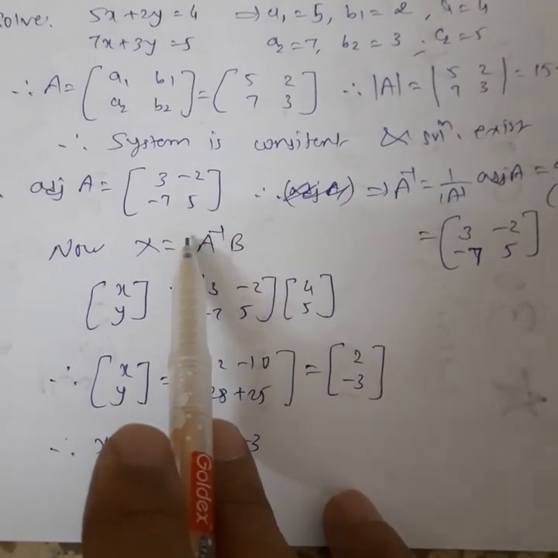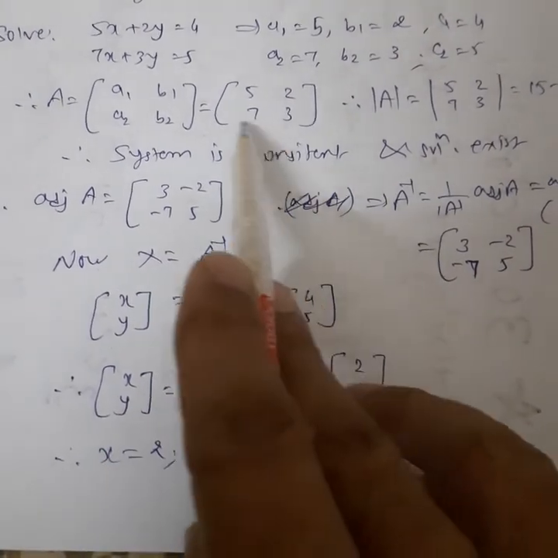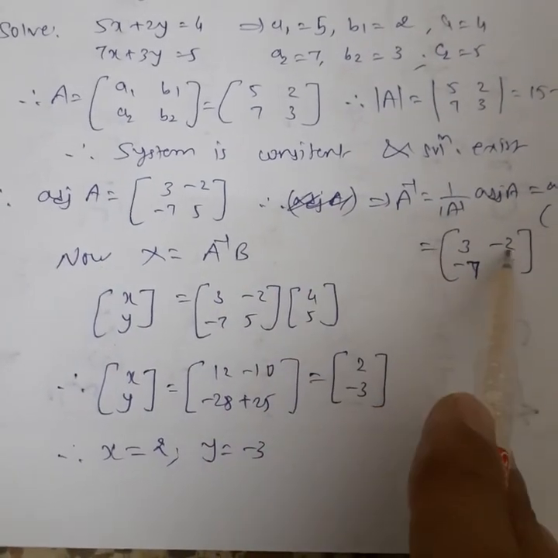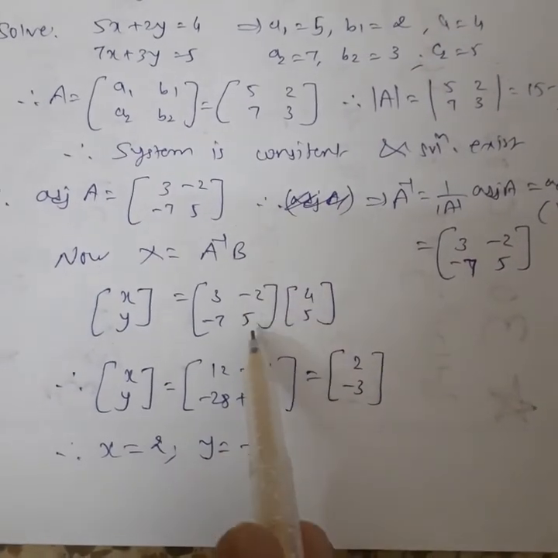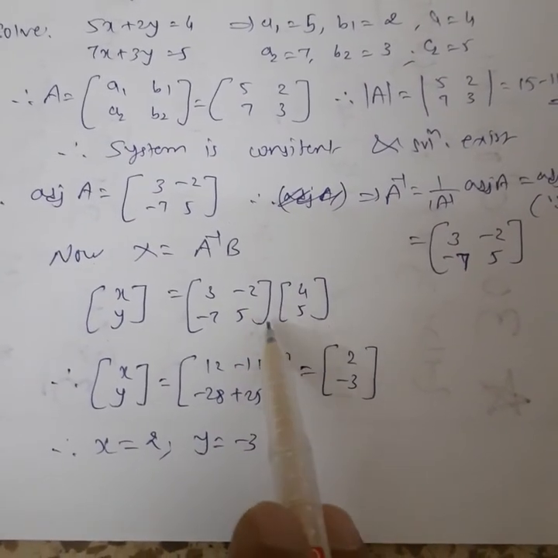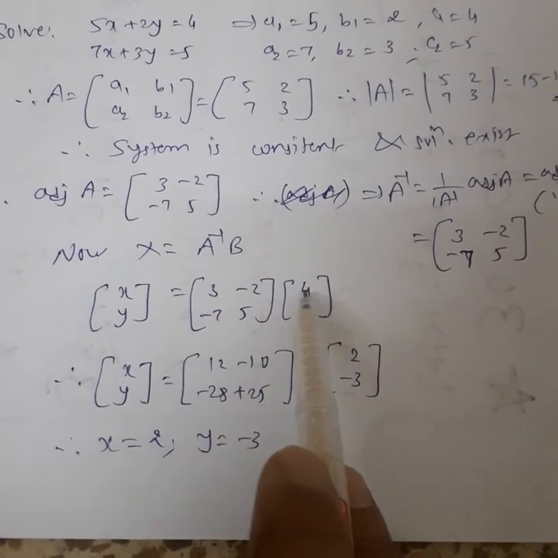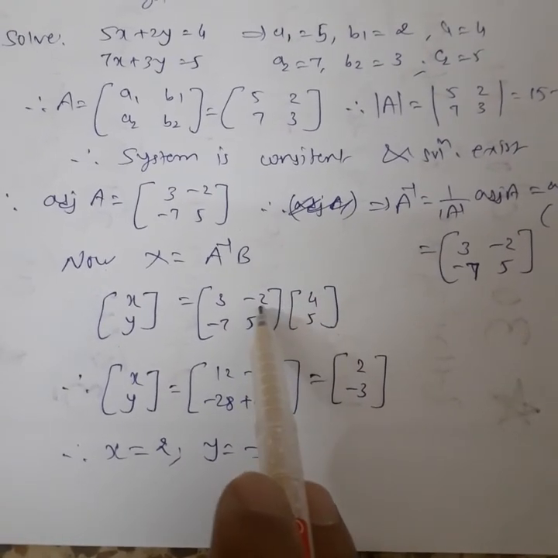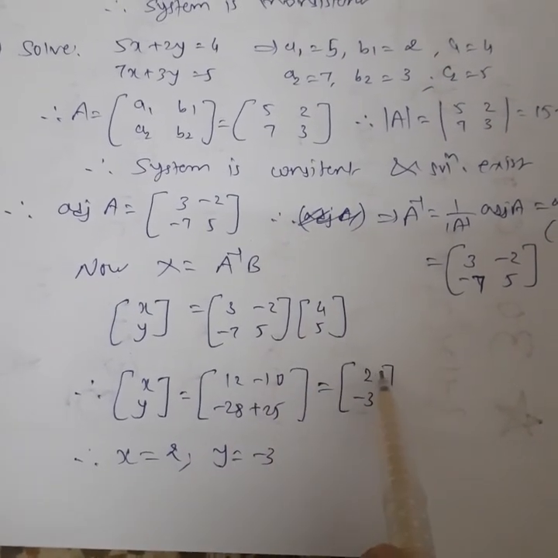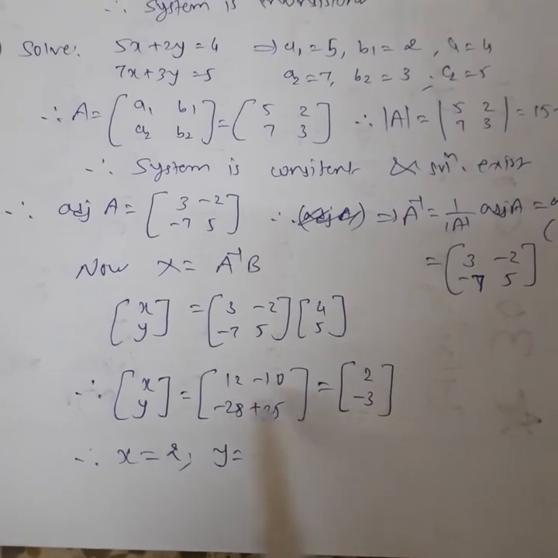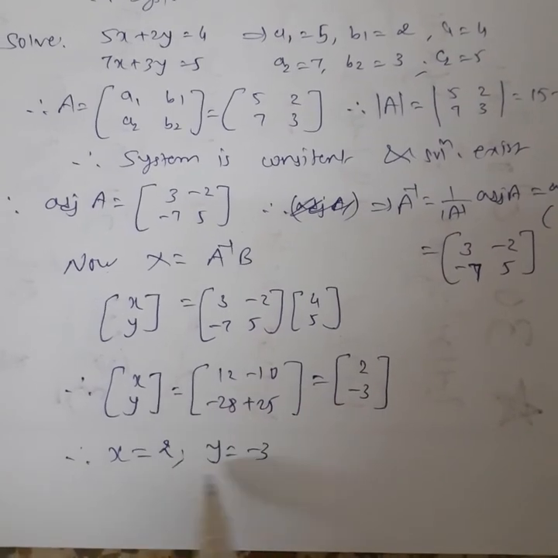We substitute the value of A inverse in the formula X equal to A inverse B, where X is the matrix of the variables, that is x, y. A inverse is 3, minus 2, minus 7, 5, and B is the right hand side, that is 4 and 5. So it is a 2 by 2 matrix and a 2 by 1 matrix. So the number of columns and number of rows are the same, so its multiplication exists. So we multiply them: 3 fours are 12 plus 5 minus 2, minus 10; 12 minus 10, and minus 28 plus 25. So we get the simplification, that is 2 and minus 3. By equality of matrices, by comparison we get x equal to 2 and y equal to minus 3.